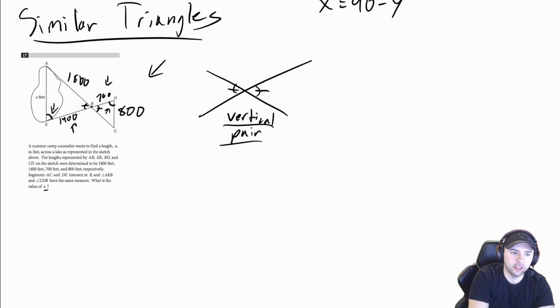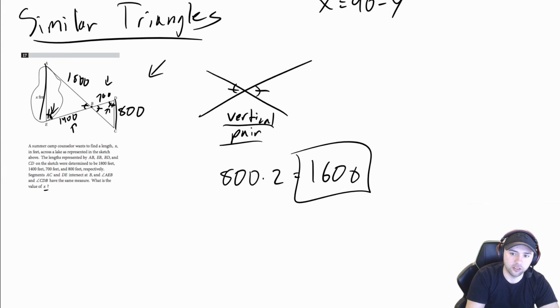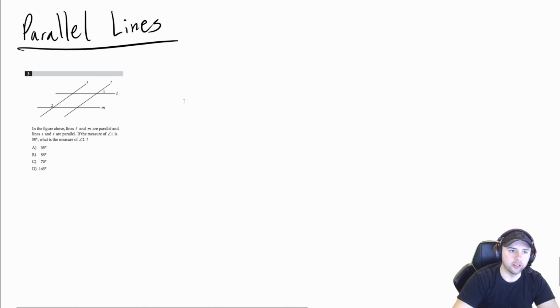So basically, if this angle is the same thing as this angle, and that one's the same as that angle, then it must be the case that these are similar triangles, which means that this side is going to be half of that side. So we can just multiply 800 by 2 and get 1,600, and that's our answer. Okay, the last topic we're going to look at today is parallel lines.